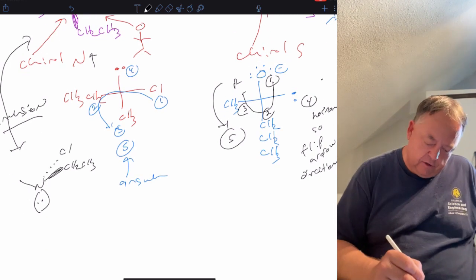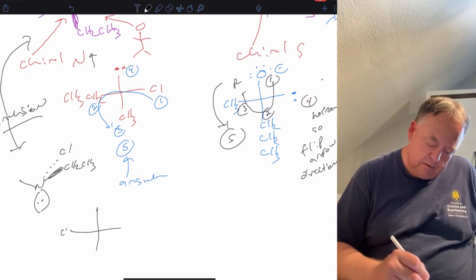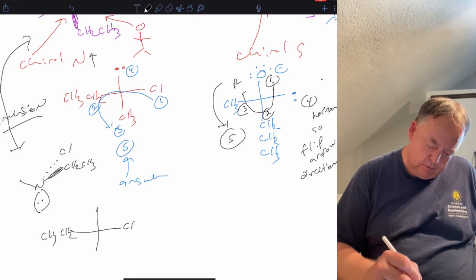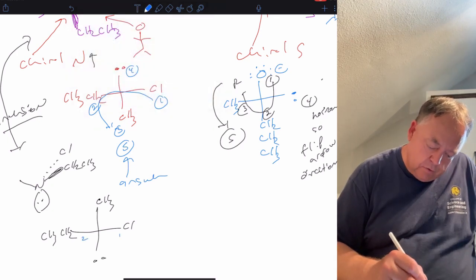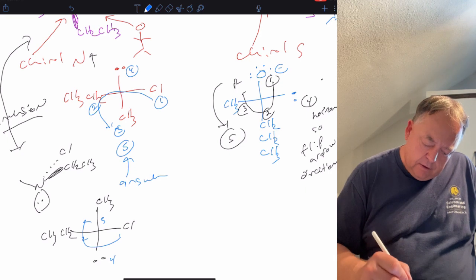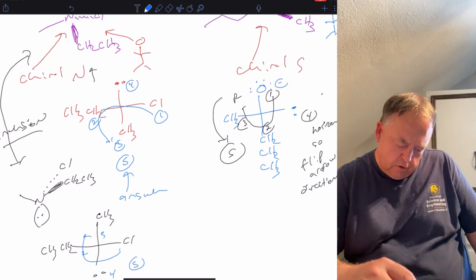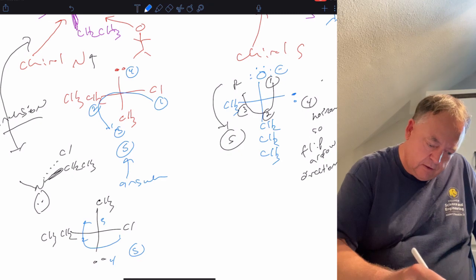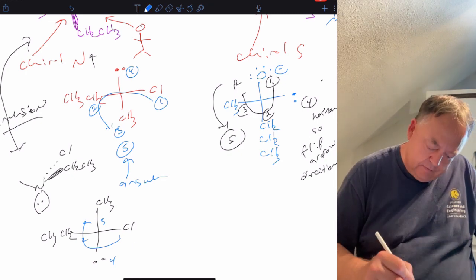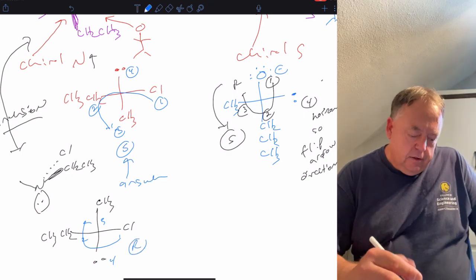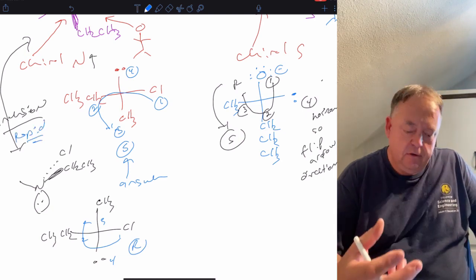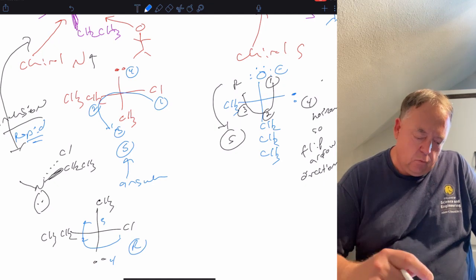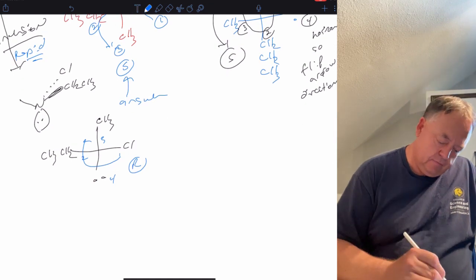that. And if you drew a Fischer projection of this, right now you have that, and assign priorities 1, 2, 3, 4, and that would be S. Did I do this right? No, that's clockwise. That's R. Clockwise is R. So this is a rapid process for amines. So they rapidly invert, and so you would end up then with a mixture of the R and S isomer.